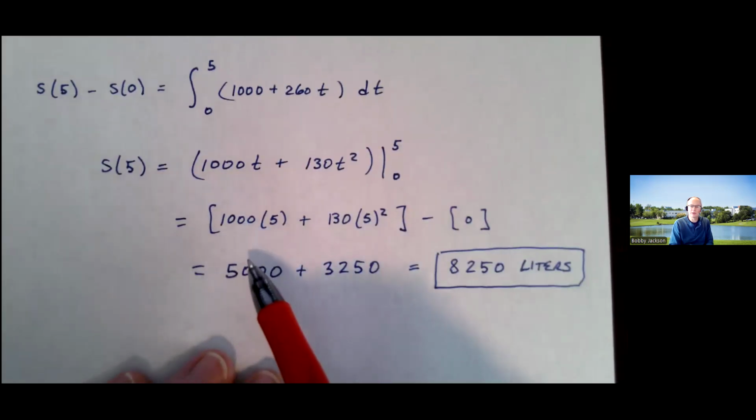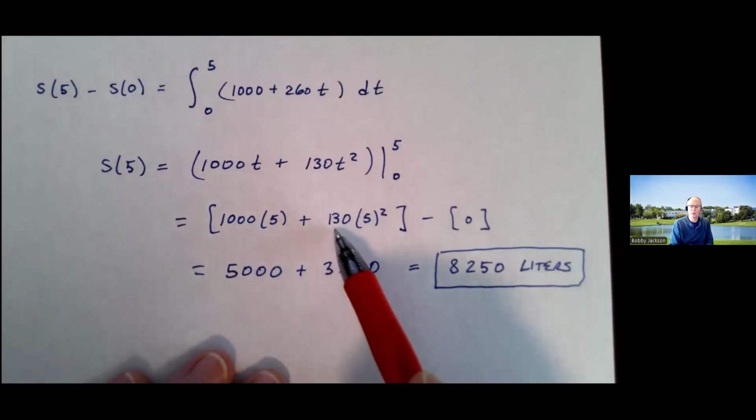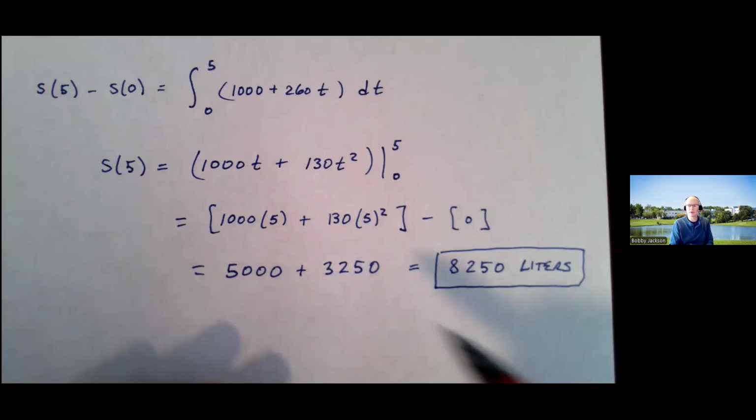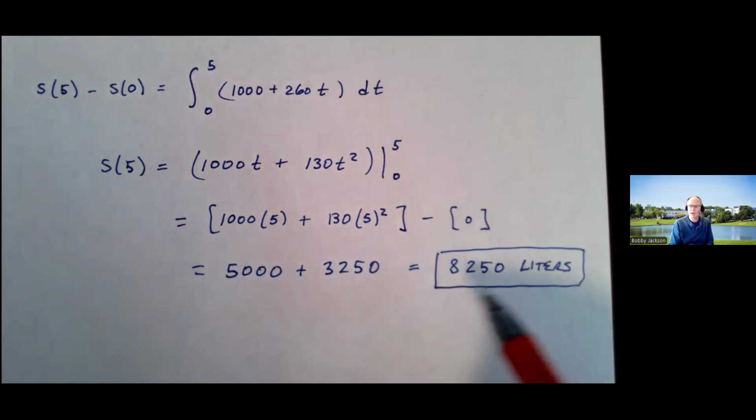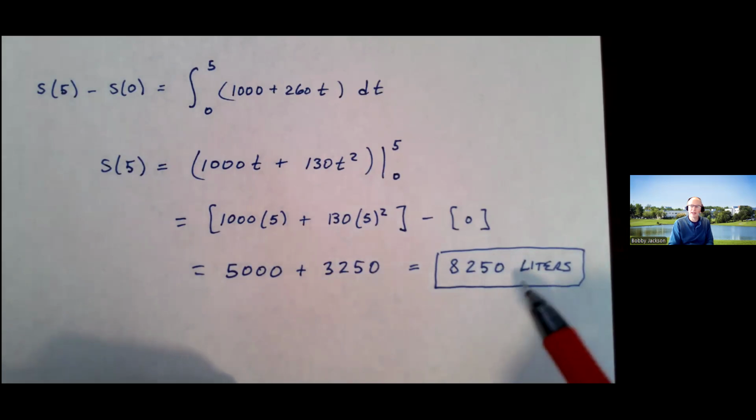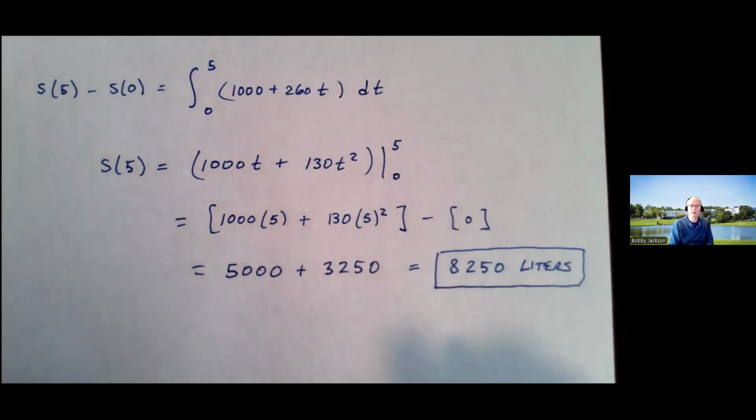And I get 1000 times 5, or 5000. 130 times 5 squared is 3250. And we get 8,250. And that is indeed the amount of water, in liters, in this reservoir after 5 hours. Hope this helps.